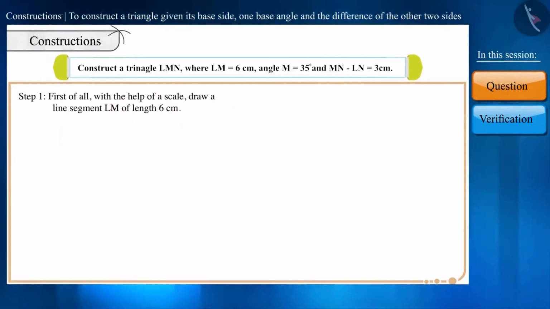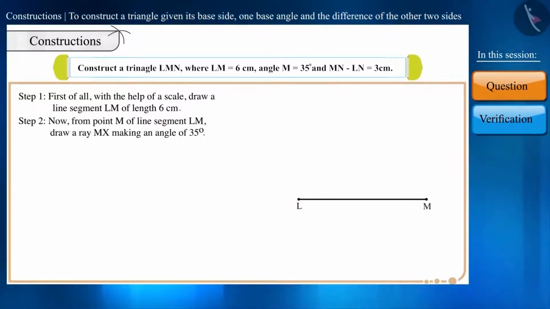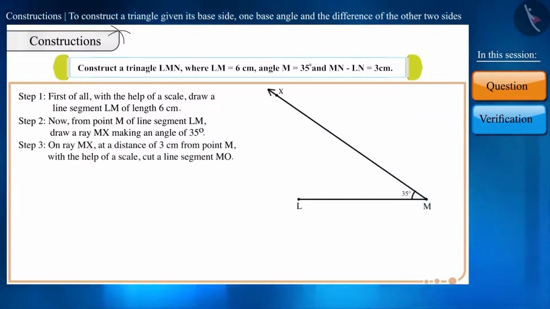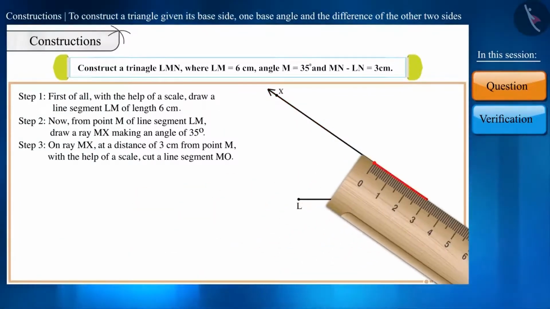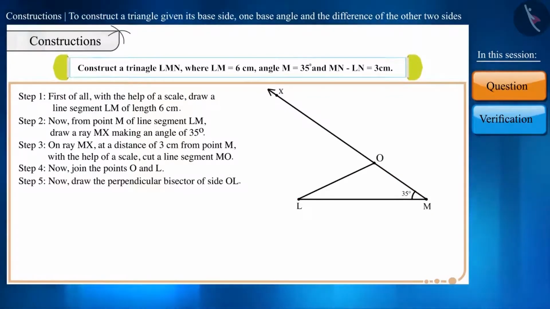Step 1. With the help of a scale, draw a line segment LM of length 6 cm. Step 2. From point M of line segment LM, draw a ray MX making an angle of 35 degrees. Step 3. On ray MX at a distance of 3 cm from point M, with the help of a scale, cut a line segment MO. Step 4. Now let's join the points O and L. Step 5. We will draw the perpendicular bisector of side OL.